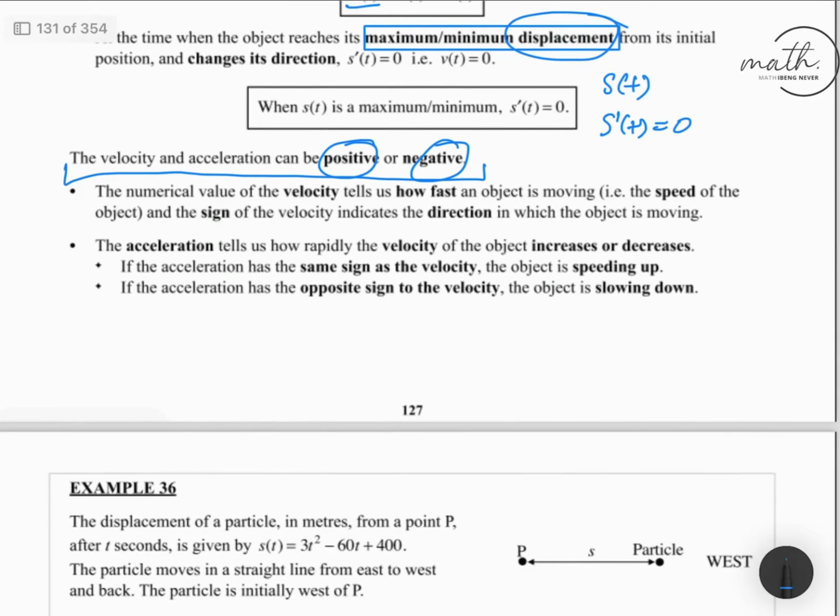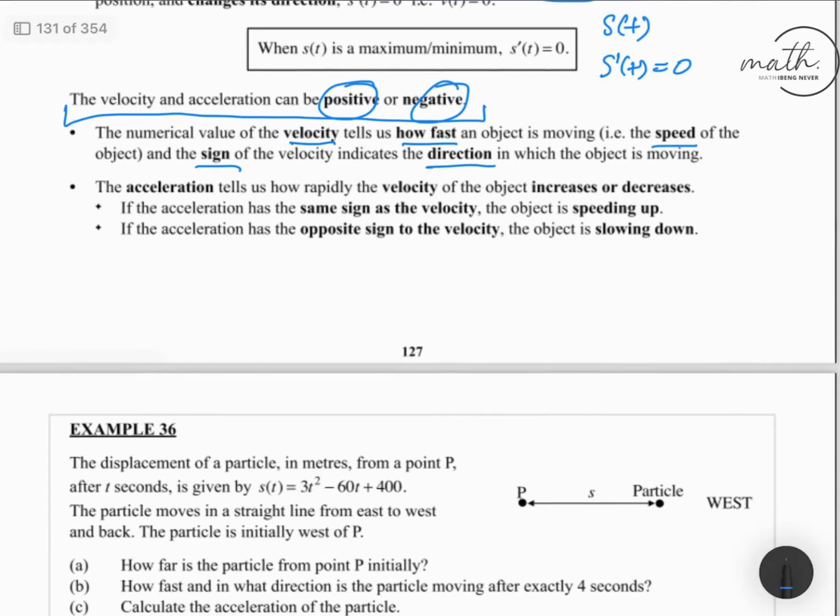The numerical value of the velocity tells us how fast an object is moving, the speed of the object, and the sign of the velocity indicates the direction in which the object is moving. So if they're saying it's moving west, and that's the original one, and now you get negative, that means it's the opposite of west, that means east, as you'll see with the example.